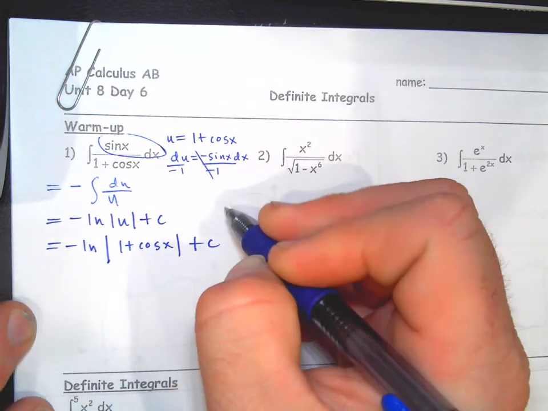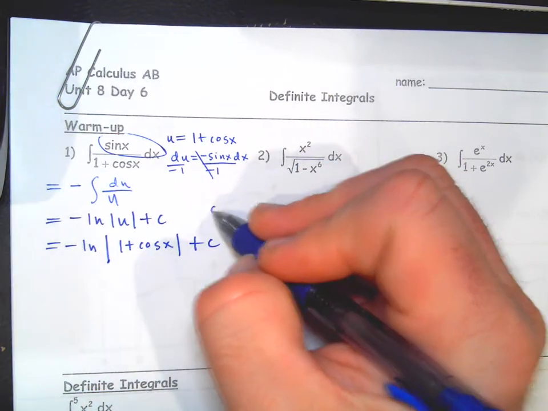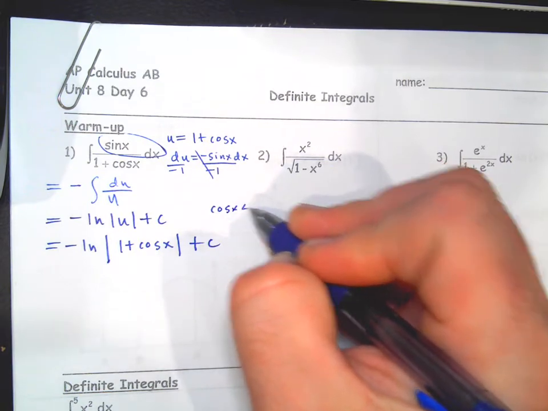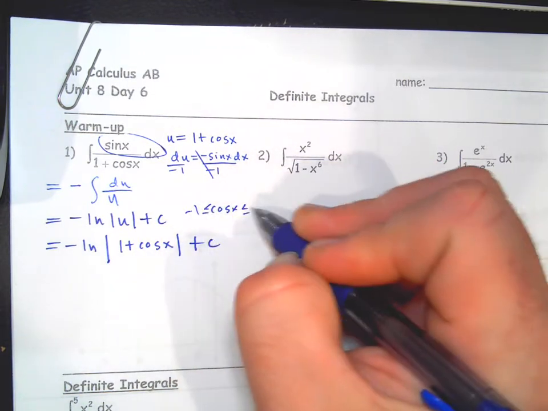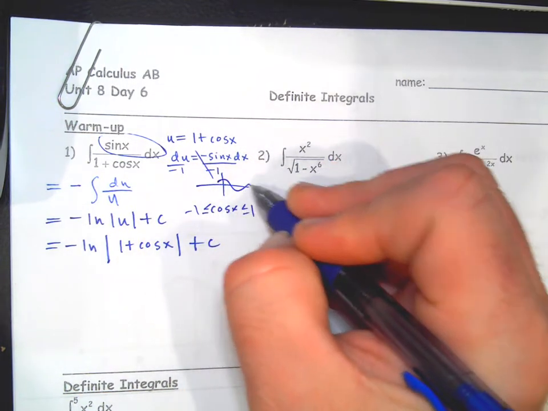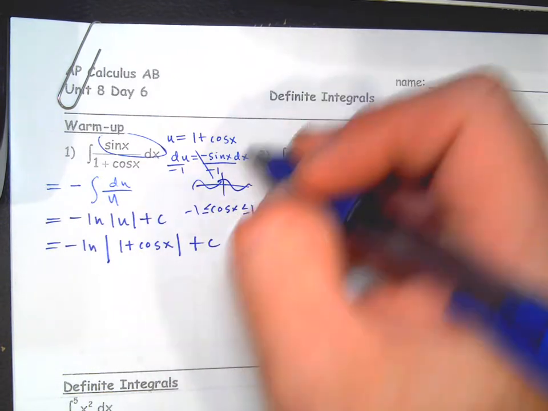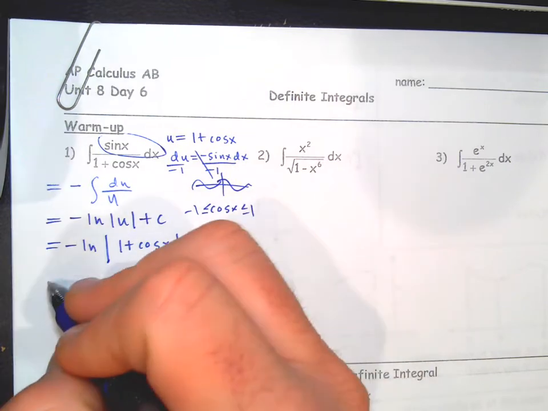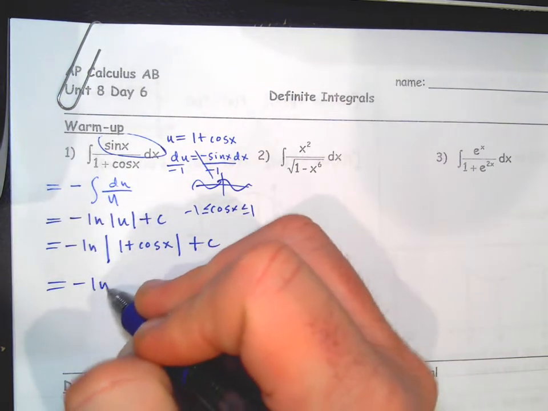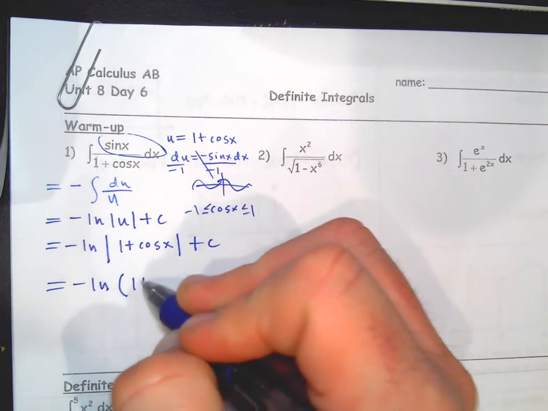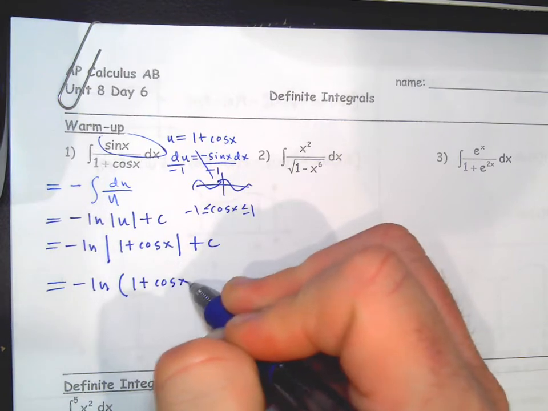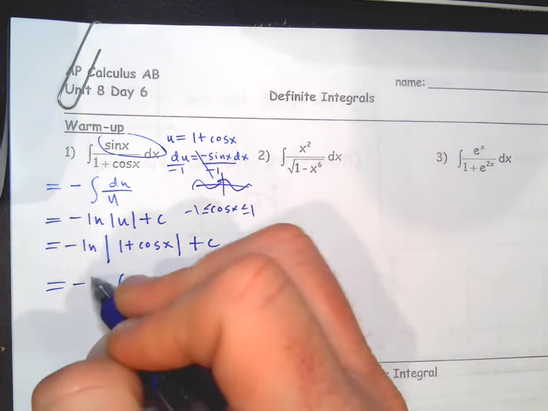Now, I don't need these absolute values because the range of cosine is from negative 1 to 1, right? It's this curve, it goes like this forever. If you add 1 to it, it shifts it up 1. It's always positive. So the final answer should be negative natural log of parentheses 1 plus cosine x. If you don't put the parentheses for your final answer, you lose points.